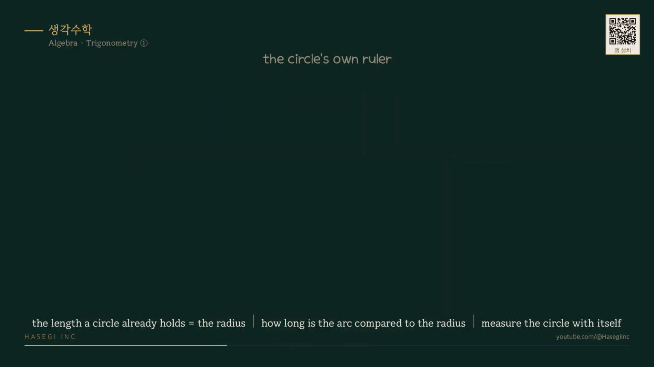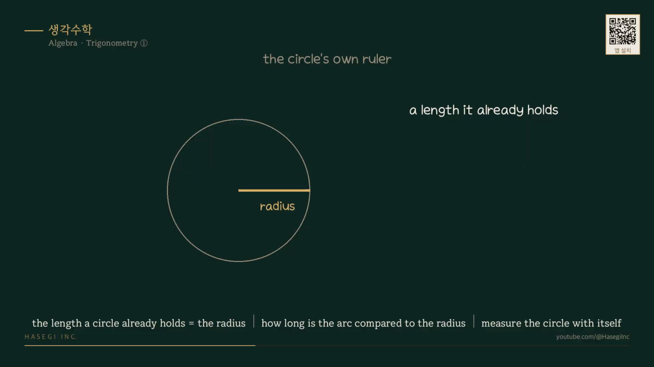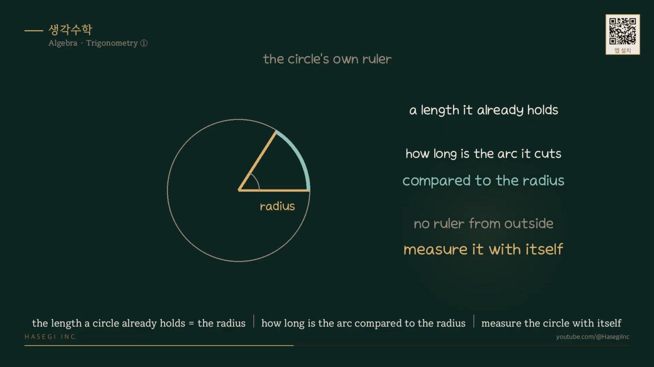So does a circle carry a ruler of its own? It already holds one length, the radius. So let us measure an angle like this. How long is the arc it cuts off, compared to the radius? We bring in no ruler from outside. We measure the circle with what the circle already has.